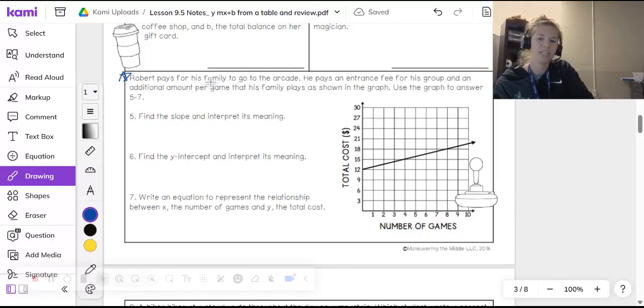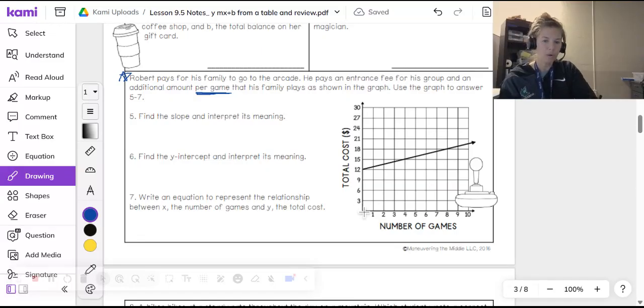This one says Robert pays for his family to go to the arcade. He pays an entrance fee for his group, so that's one amount of money for the entire group, and an additional amount per game. Each game that they play, you pay an additional amount of money, that his family plays as shown in the graph. So we're looking at the graph to find our answers.